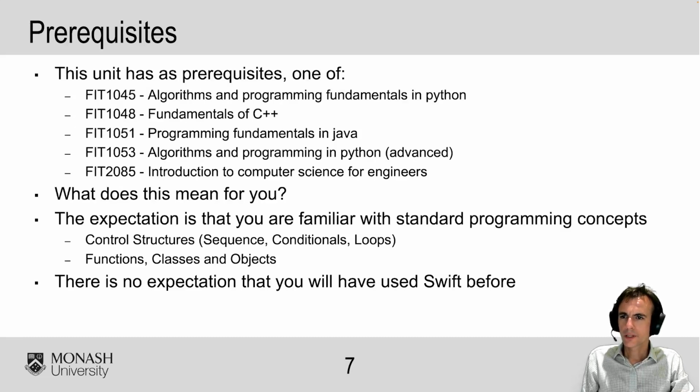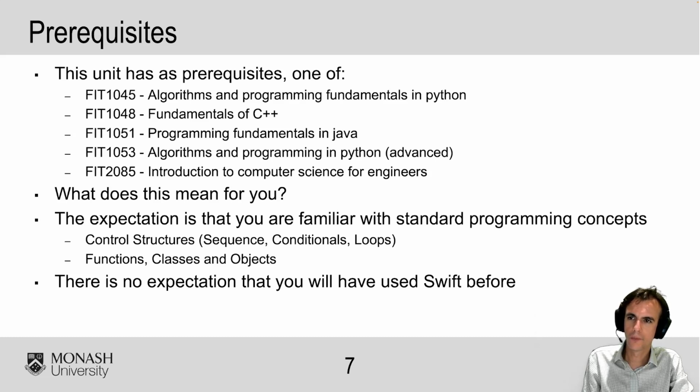So in terms of what we expect you to know leading into this unit, all we really require is that you have a basic programming unit. And what we expect from that is that you understand things like control structures, conditionals, loops, sequences, functions, classes, and objects. And we don't expect you to know Swift. We're going to talk to you about Swift, and we'll be doing some of that today and in the week 1 workshops and labs.